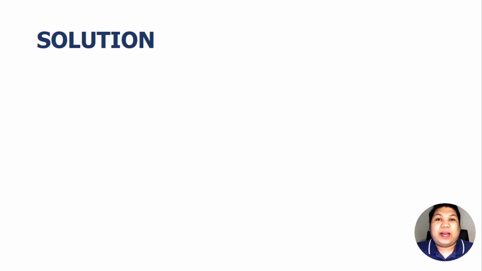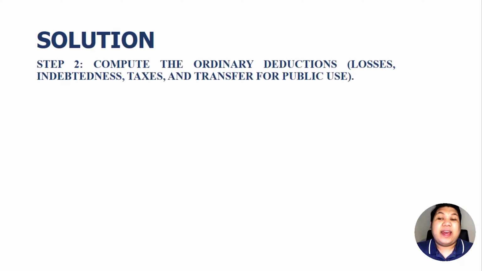Okay? After we have computed the gross estate, now let's go to step 2. In step 2, we will now compute the ordinary deductions: the losses, indebtedness, taxes, and transfer for public use. Remember, there are 5 items under ordinary deductions: the losses, indebtedness, taxes, or shortly called the LIT, okay? And also the transfer for public use, and the last one is the vanishing deduction.